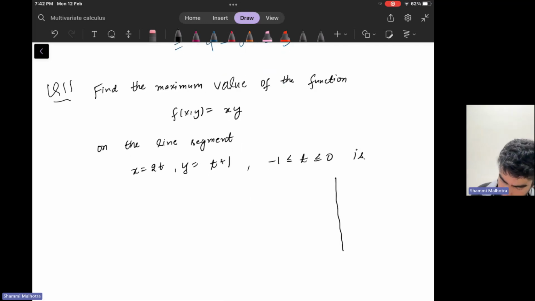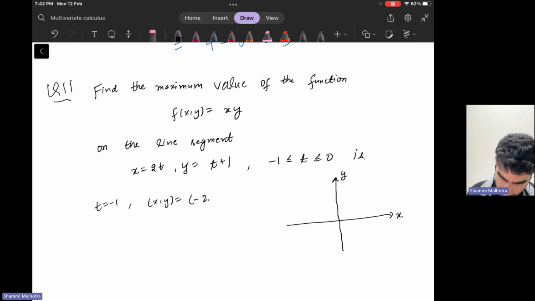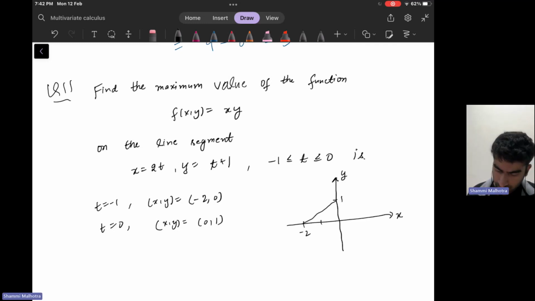So if you see, this is my x and this is my y. When I take t equal to -1, the point would be (-2, 0), and for t equal to 0, x and y would be (0, 1). So this is a straight line, as you can see. This is the line on which I want to see the maximum value of the function.